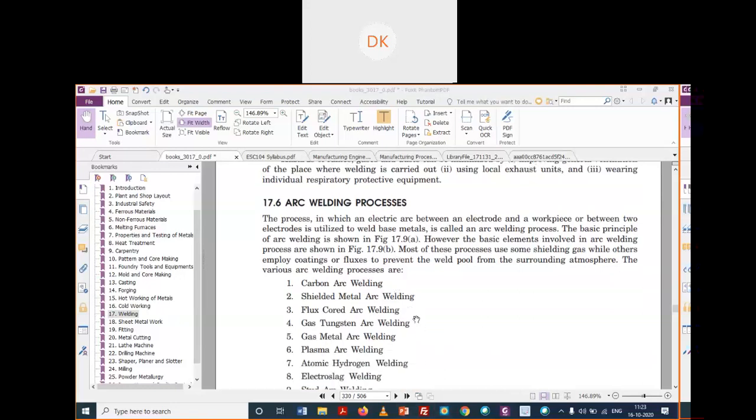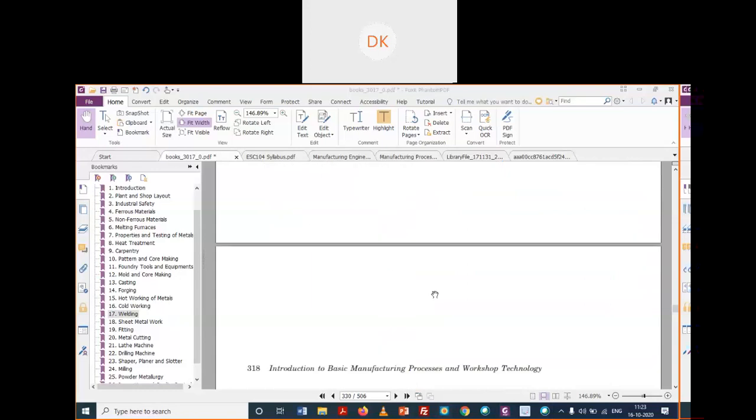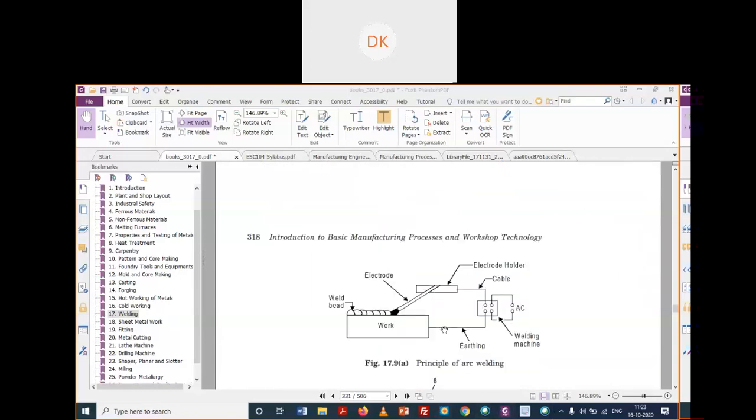Similarly, we have arc welding processes. I have already mentioned the different types. Here it is supplied by a welding machine, and this welding machine is either connected to an AC transformer, or connected to a generator. A DC machine is safer to use compared to the AC transformer. Depending on the requirement, if you need fast welding, then you have to use the AC transformer.